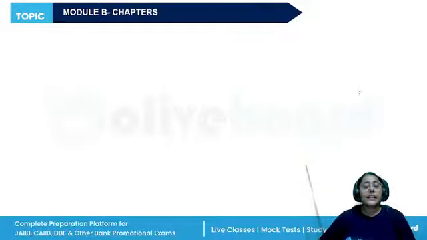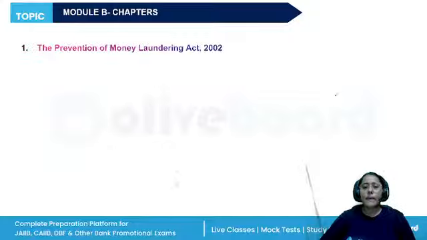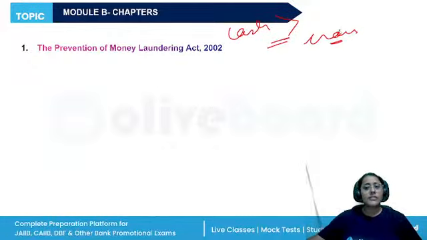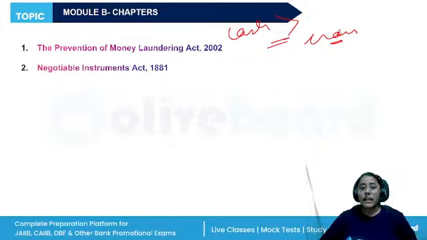Module B, like we said, covers those acts which are related to banking, like the Prevention of Money Laundering Act. How do the banks report certain transactions, like cash transactions above a certain limit, cross-border transactions above a certain limit have to be reported. Similarly, the Negotiable Instruments Act, negotiable instruments like cheque, promissory note, where there is material alteration, how does the paying bank or the collecting bank get protection? Certain important sections are there like section 143A.